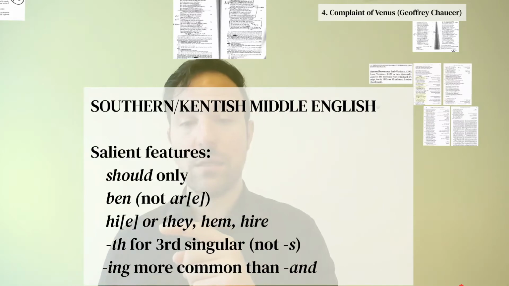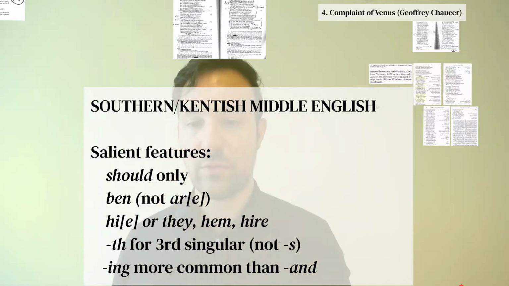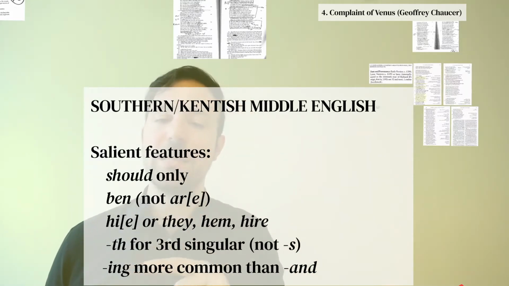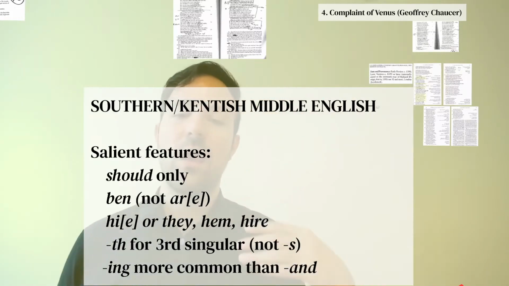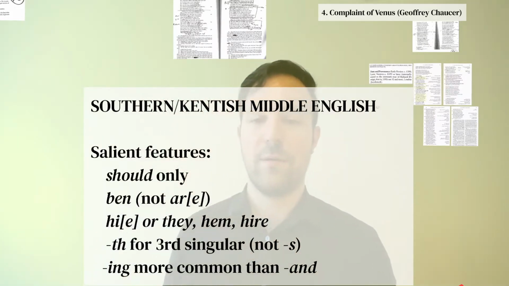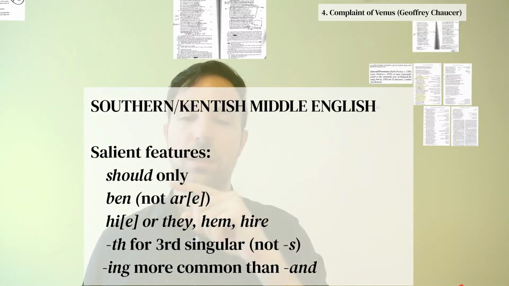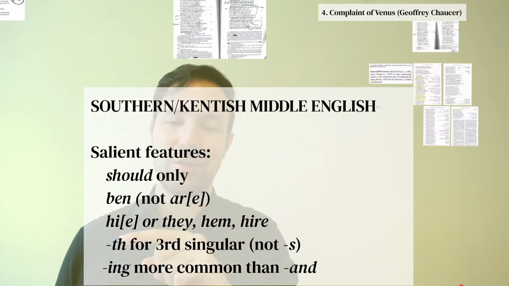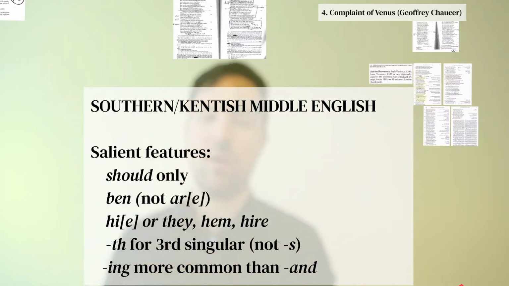The most common third person singular is th. So we have readeth, prayeth, rather than reads, prays in Southern Kentish. And it's more common to see ing than and. So in a lot of ways we see some mirror images of Northern Middle English, right? But Southern Middle English gives us sh and should, ben, hem, hira, and either he or hie or they. The third person singular, th, as in prayeth, and more commonly ing than and or ont.